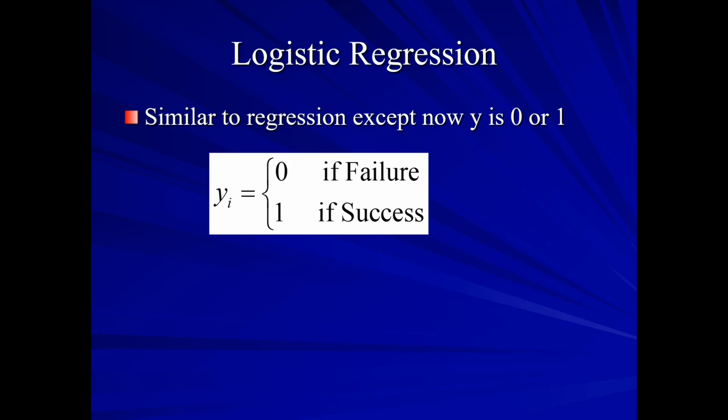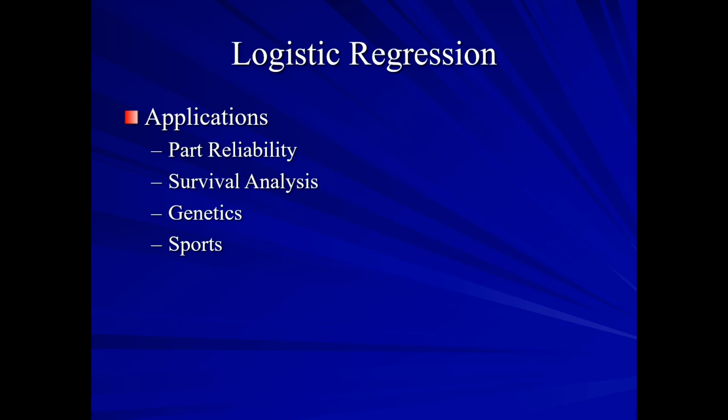This is logistic regression. Now, logistic regression is very similar to linear regression, except now our response variable y is either 0 or 1. There are several applications, but we're not limited to these. Part reliability: did the part work or did it fail? Survival analysis: did the organism live or did it die? Genetics: is the gene turned on or is it turned off? And my favorite, sports: did the team win or did the team lose?